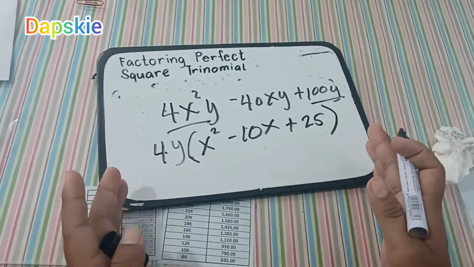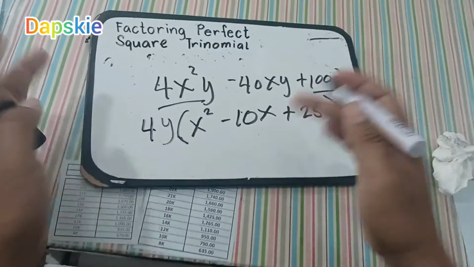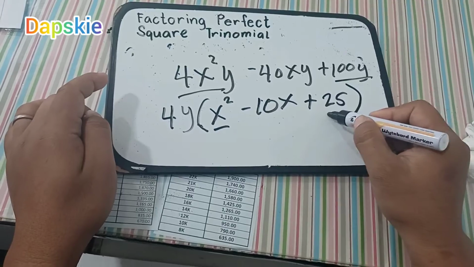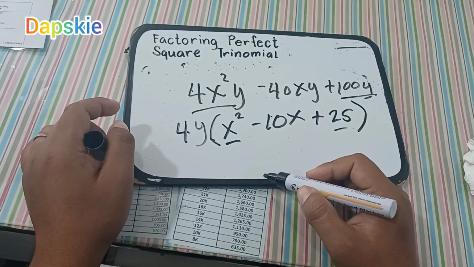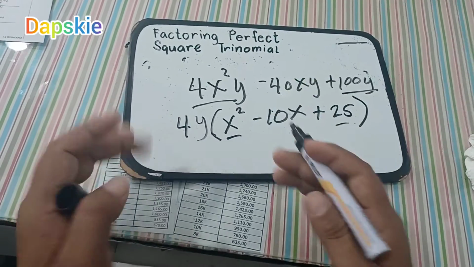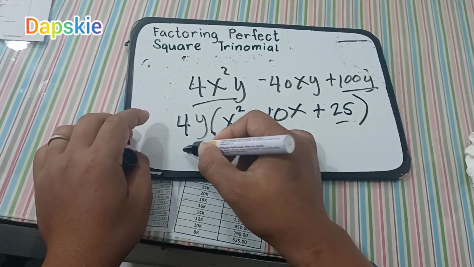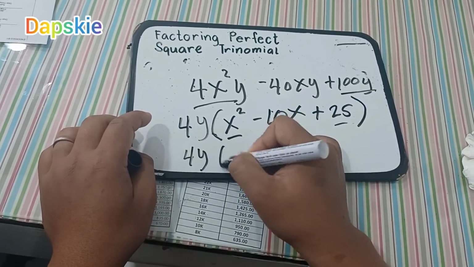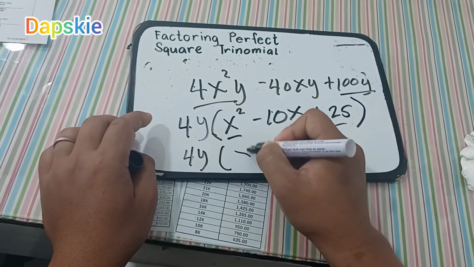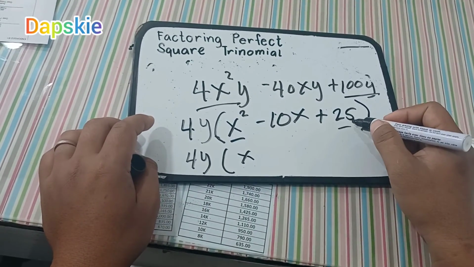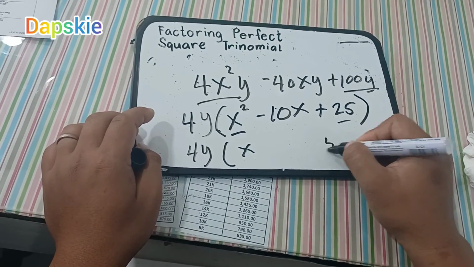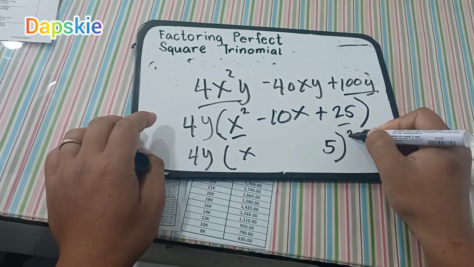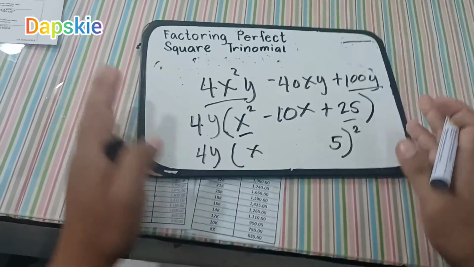Now, let's check the first term and the last term to see if they are perfect squares. Is x squared a perfect square? Yes, it's a perfect square. Let's copy the y first. The square root of x squared is x. The square root of 25, because 25 is a perfect square, is 5. We put a square because this is the square of a binomial.